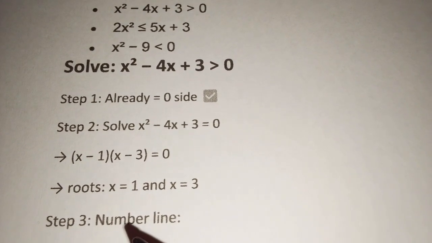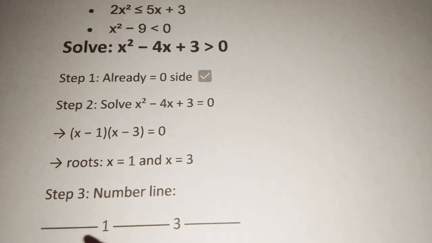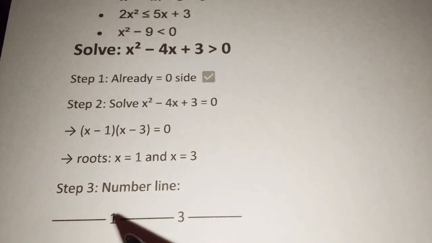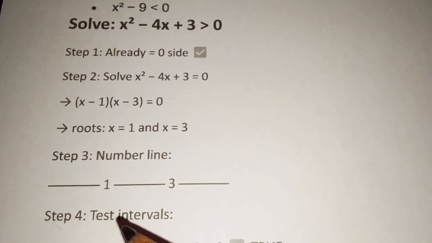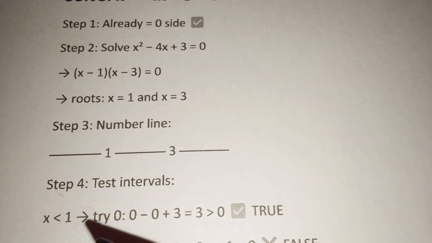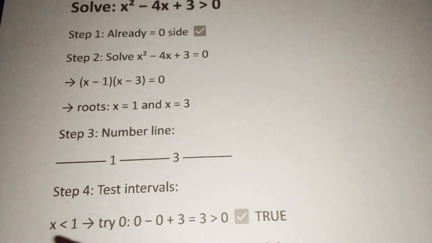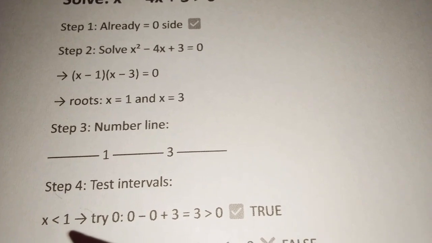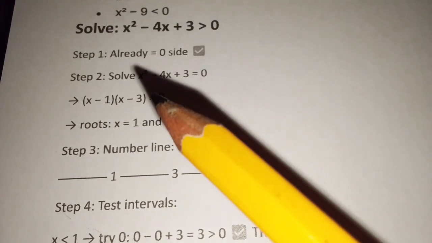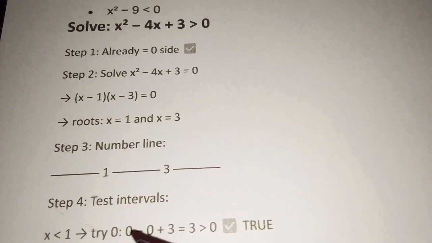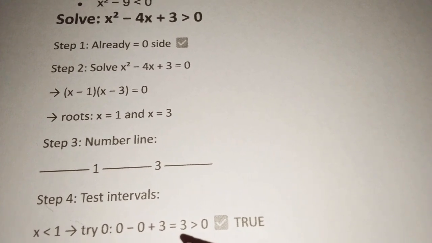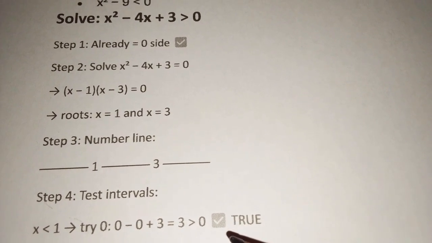Afterwards, use the number line to show the roots that we have, the 1 and the 3. And step 4, using testing intervals. If x is less than 1, why not try 0? You substitute to the given equation: 0 minus 0 plus 3 is equal to 3. So 3 is greater than 0, so this is true.